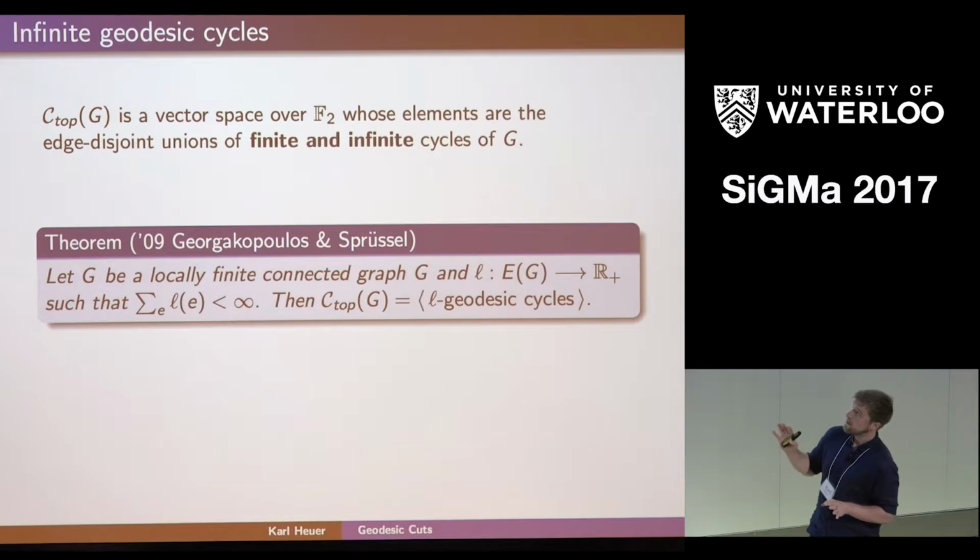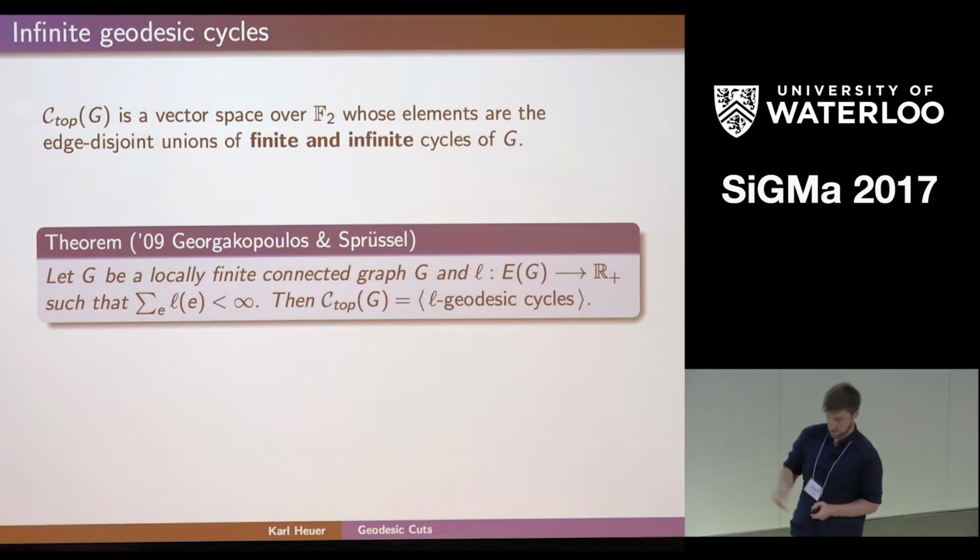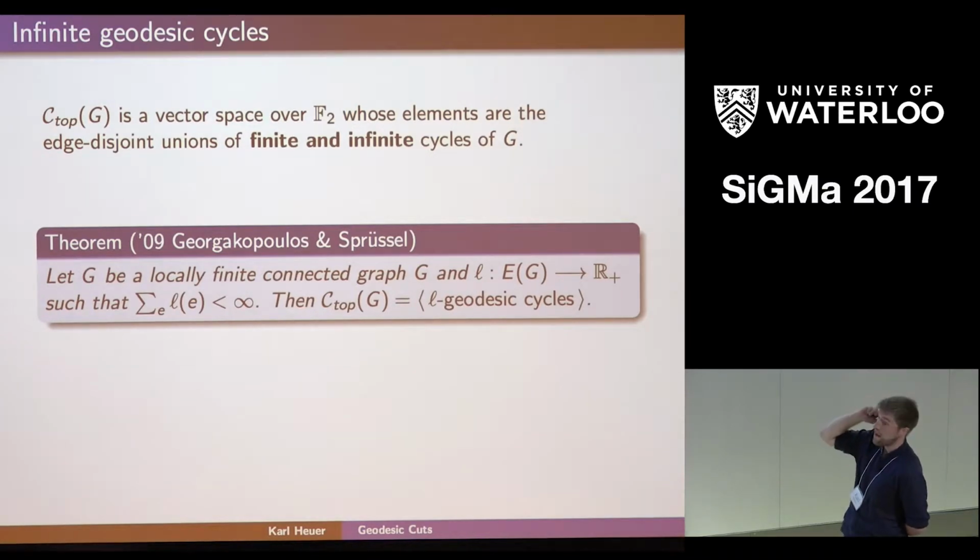But we have to take an additional condition on the edge lengths, namely, well, that the sum of all edge lengths is finite. Well, actually, they don't need this condition. They need something a bit weaker, so they have a stronger theorem. But let's stick with this for now, because the other thing is hard to state. And here, generating also means via thin sums, what Nathan told you earlier.